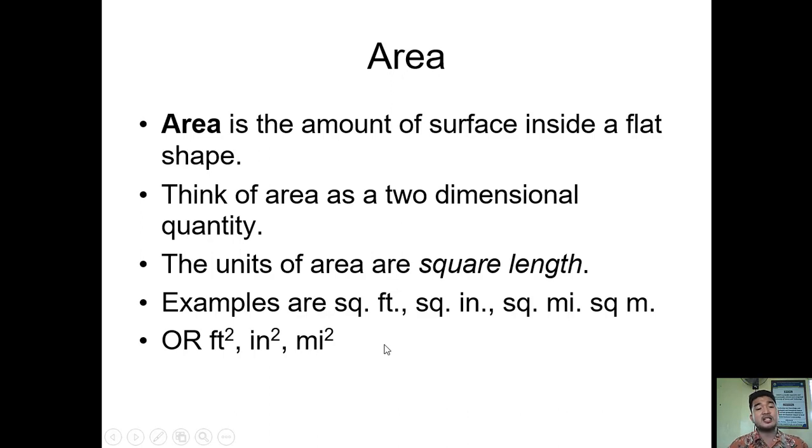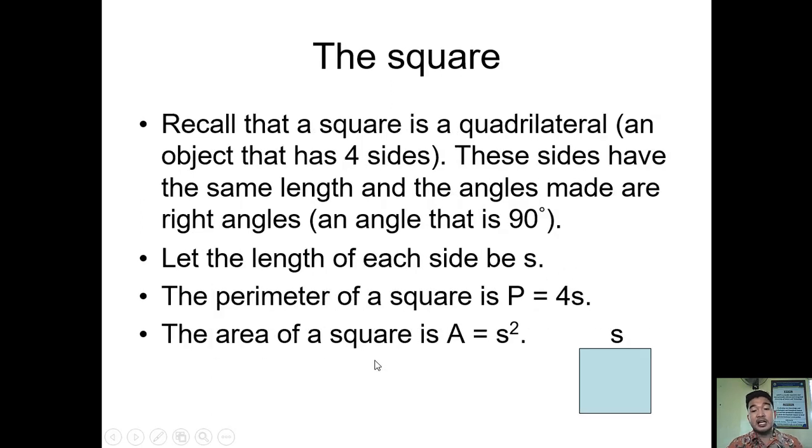square miles. Please do not read this as feet squared, inches squared, miles squared. The correct way of reading this would be square feet, square inches, or square miles. Let's start with the simple one, the regular quadrilateral, which is the square.